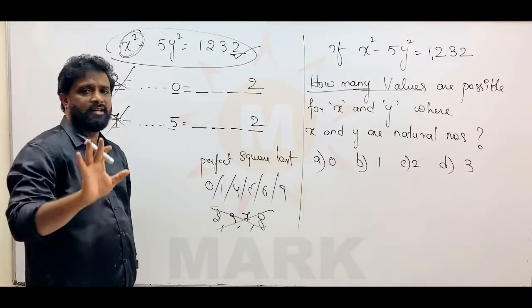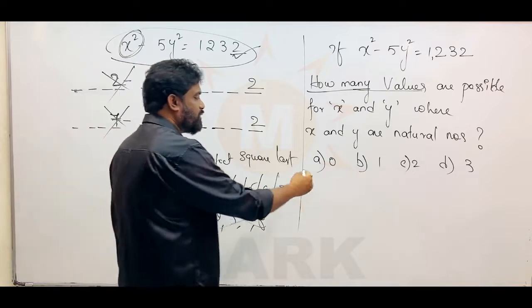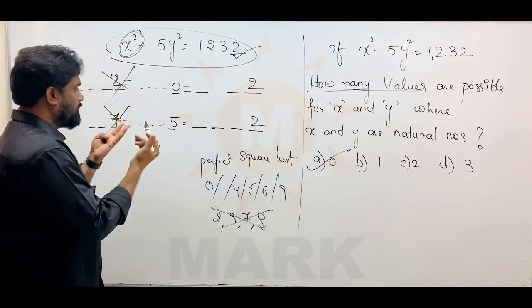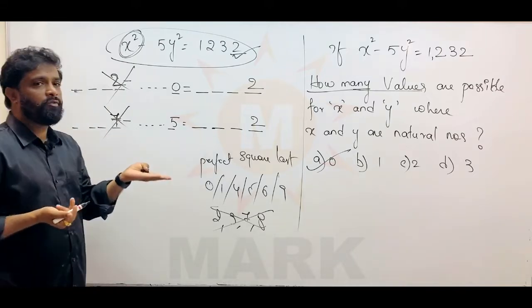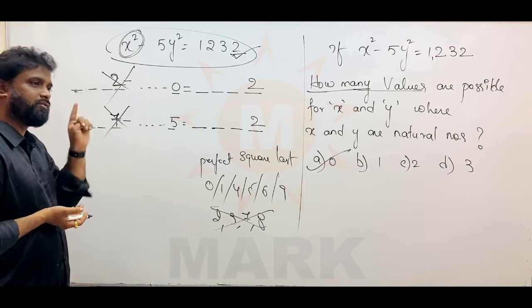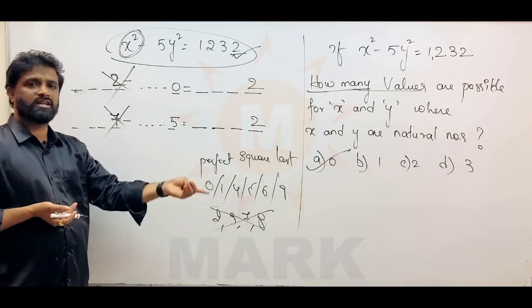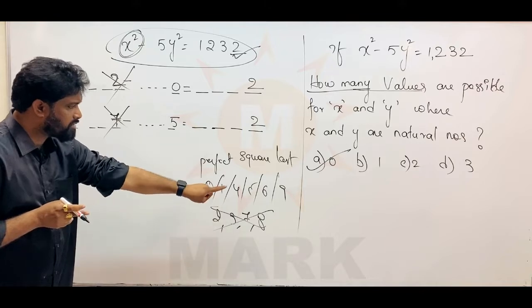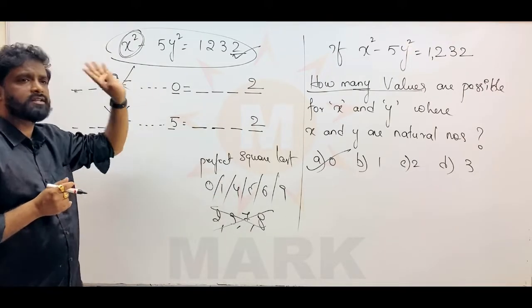There is no such value. There is no such value. That means there are 0 values. 0 is the answer. So 2 and 7, you need a perfect square. Finally, where we have arrived, we need such a number which is a perfect square which ends with 2 or 7, which is impossible. I cannot find that number because I can have only 0, 1, 4, 5, 6, 9, and this is completely solved with last digit logic.